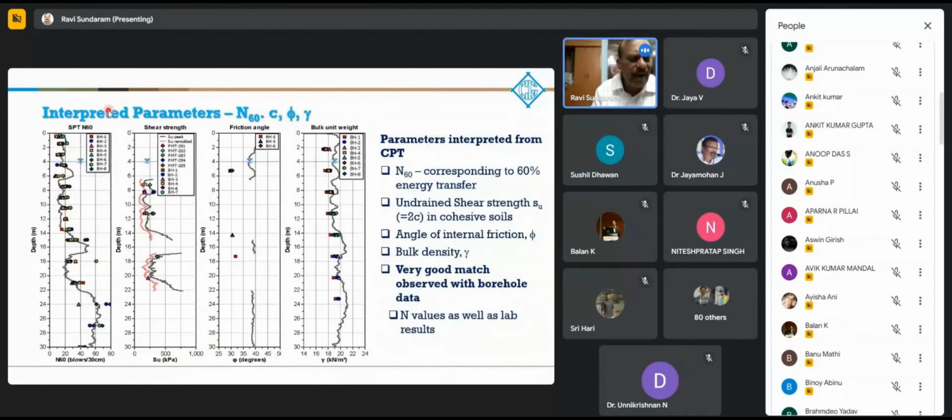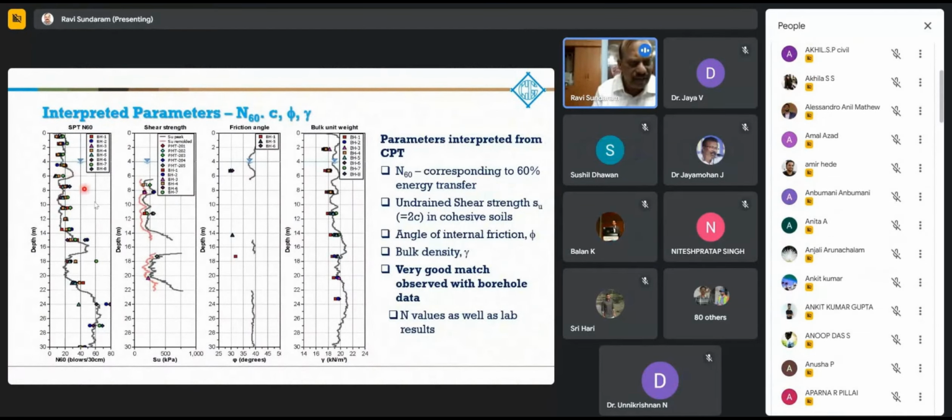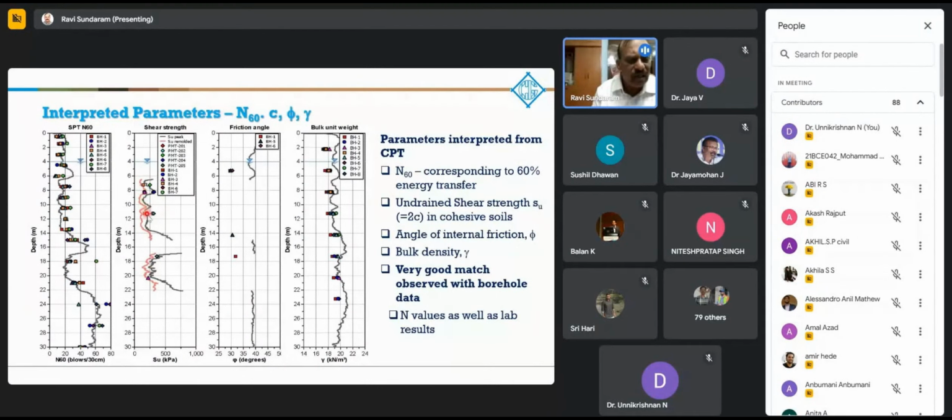So let's look at some of these interpreted parameters. This is the average qc profile. From that we have interpreted the N values. You can see the N values I am interpreting and the actual measured SPT from the boreholes are in the same trend here. Similarly, the shear strength of the cohesive soils, the friction angle of the sand layers, also gamma. Gamma, of course, I am seeing slightly lower values. Probably sampling disturbance has affected the density measurements a bit. But otherwise, overall, it's a very good match.